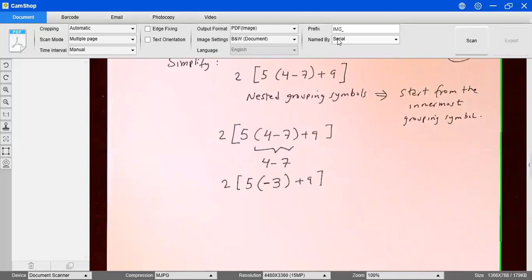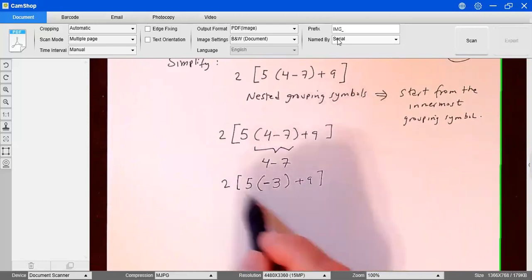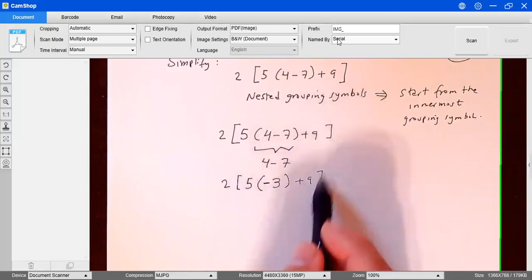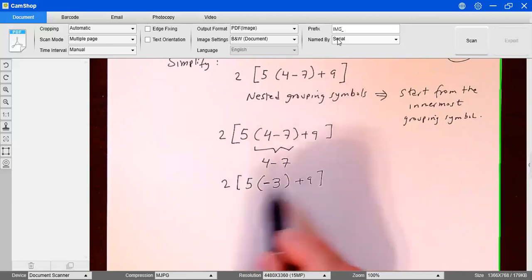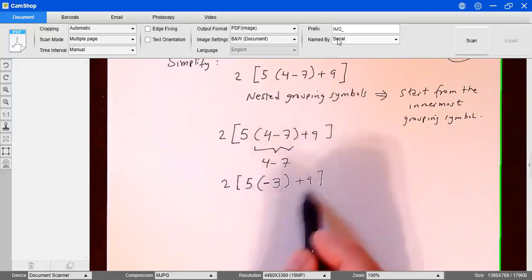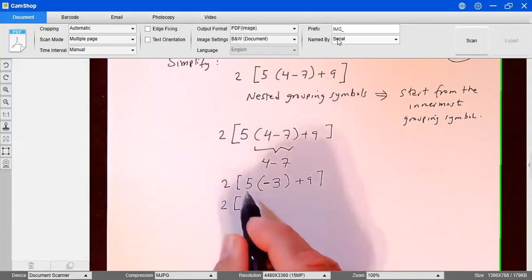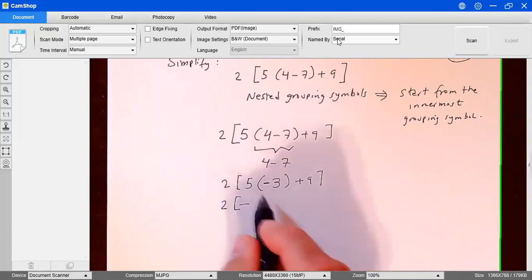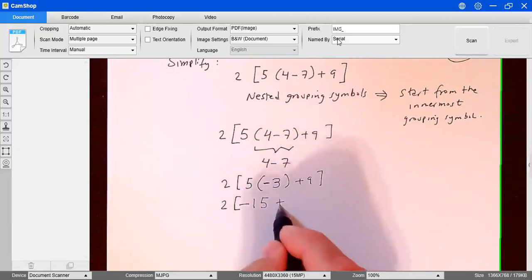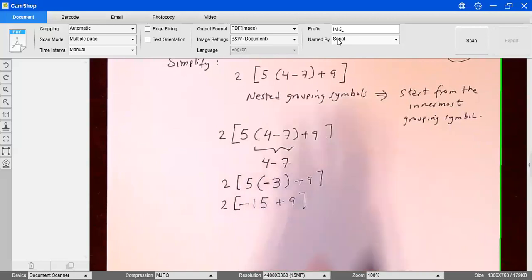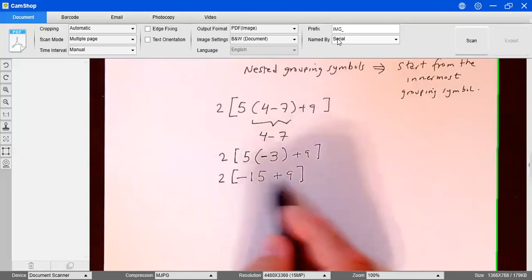So now we need to continue with this grouping symbol. To simplify this grouping symbol, we need to perform the operations that are inside. First we have a multiplication, so we're going to proceed with that. Positive times negative is going to be negative. 5 times 3 is going to be 15, and then you have positive 9. We haven't finished yet, so we need to proceed with this addition.